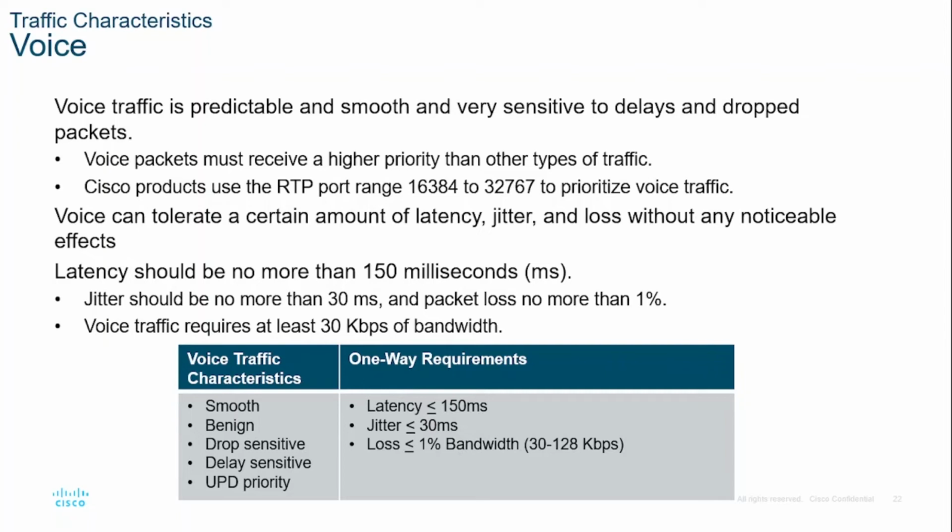The table shows a summary of the voice traffic characteristics and requirements. The voice traffic characteristics are smooth, benign, drop sensitive, delay sensitive, and UDP priority. For one-way requirements, latency should be less than 150 milliseconds, jitter should be less than 30 milliseconds, and loss should be less than 1%. The bandwidth is at least 32 kbps. Those are the voice characteristics.